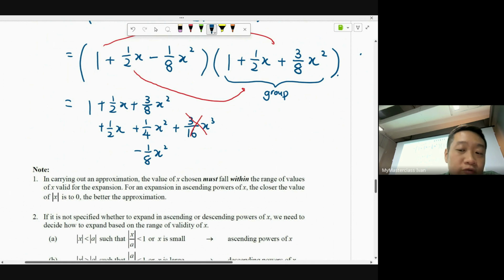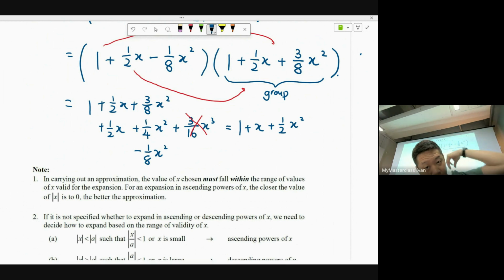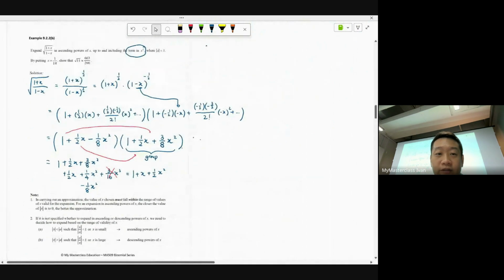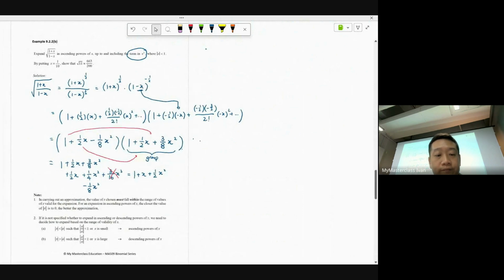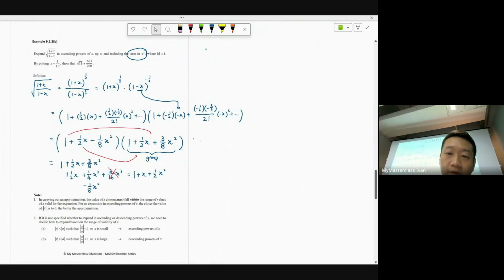It's easier for you to write down the final answer, which is 1 plus x plus, I think it's half x squared, 5 over 8 minus, yeah. Okay. So be smart. Those that they don't need, then you don't write.